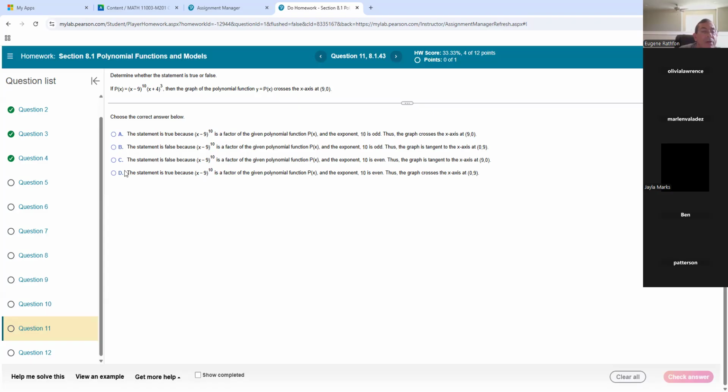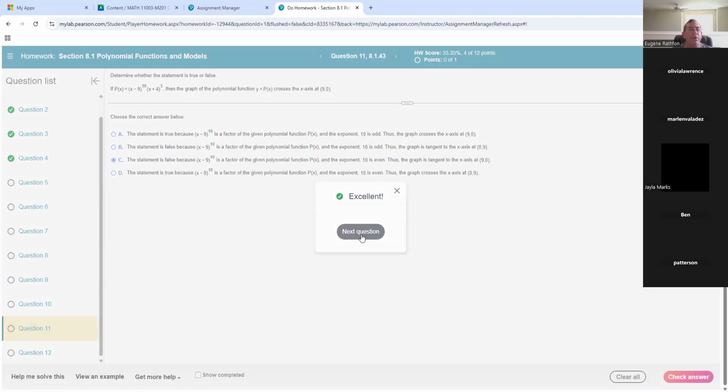So we need to go to B or C. B, the statement is false because x minus 9 to the 10th is a factor of the given polynomial, and the exponent 10 is odd. Well, y'all, 10 is not an odd number, so it can't be B. So let's look at C. It says it's false because x minus 9 is a factor of the polynomial, and the exponent 10 is even. Thus, the graph is tangent. So you want C on that one. So look at the answers because they'll get the odd and even part mixed up, okay?